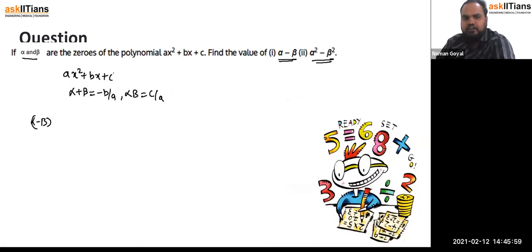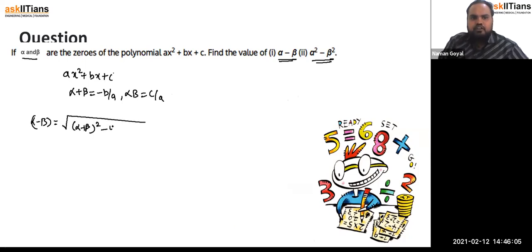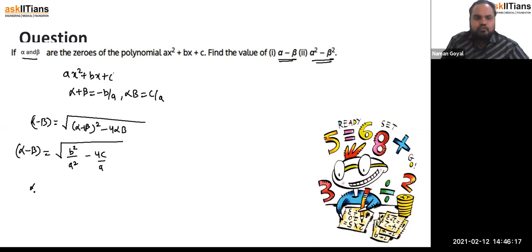So this can be written as under the root of alpha plus beta whole square minus 4 alpha beta. So the value of alpha minus beta I will get is b square upon a square minus 4c by a. If you solve this further, you can take a square as LCM.